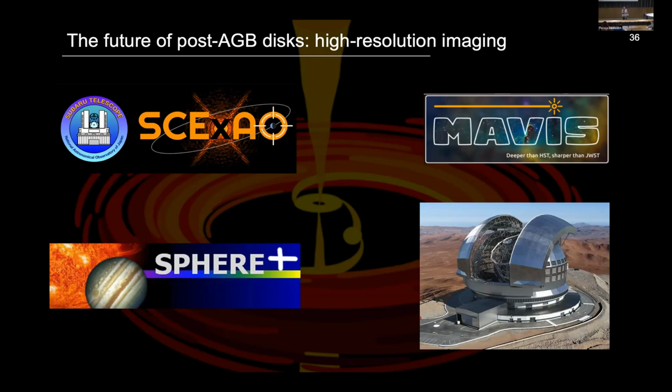So my question is, do you observe disks of varying metallicity? Do you find that low metallicity disks are less likely to form planets?